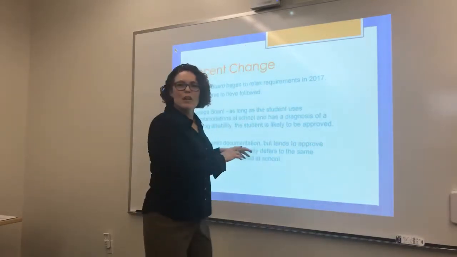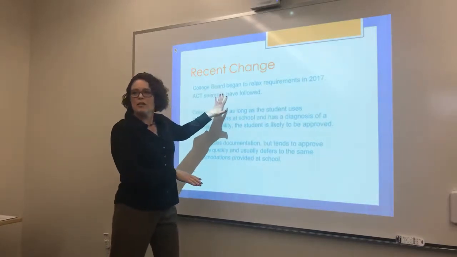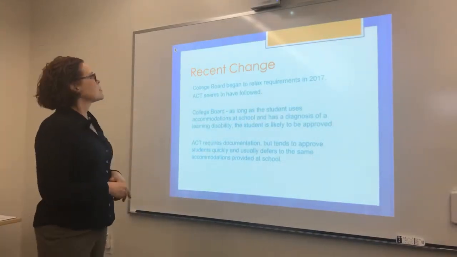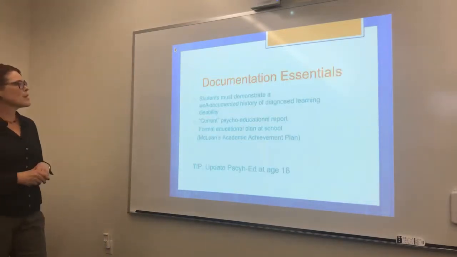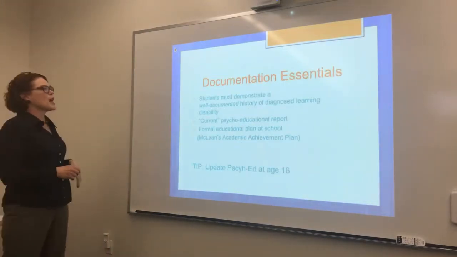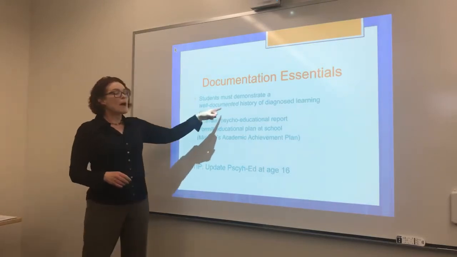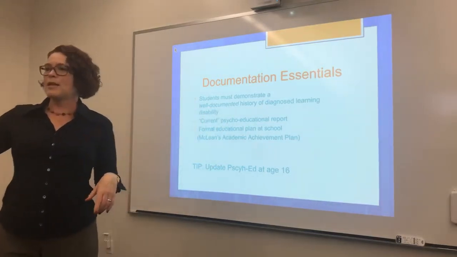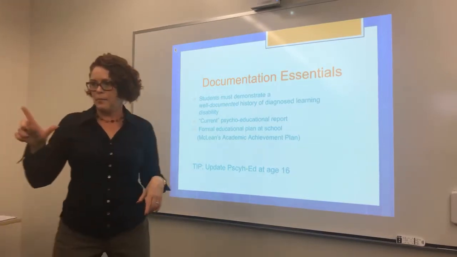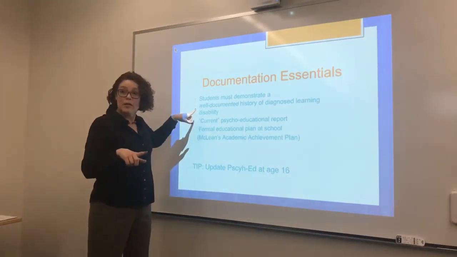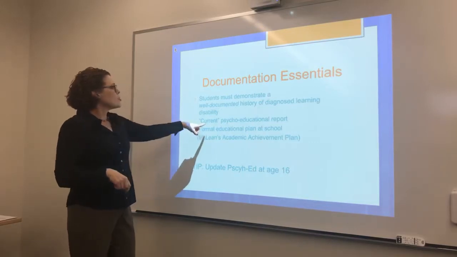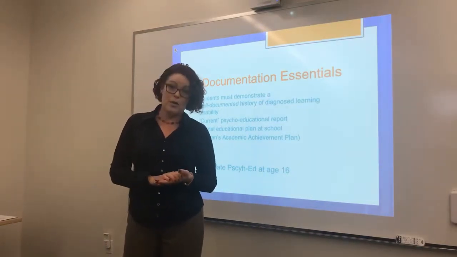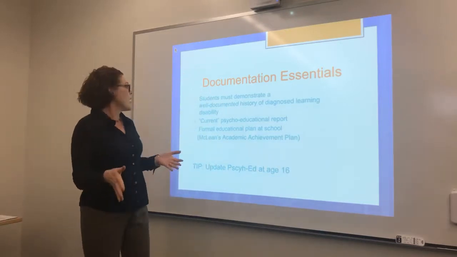So if you don't want to do an updated psych ed, it means the student is going to be under the College Board world, I guess is the way to say that. Okay, so here are the essentials for documentation. A well-documented history. These are the 15, 16, 27-page psych ed reports, the ones that cost thousands of dollars. That is what a current psych ed report is, within 3 years of applying for accommodations.